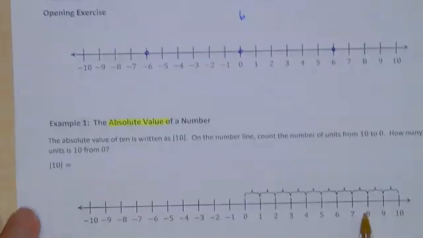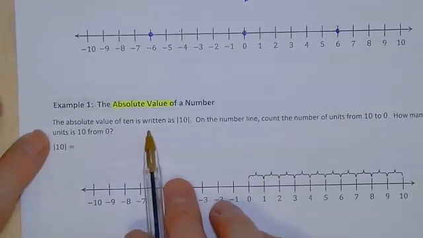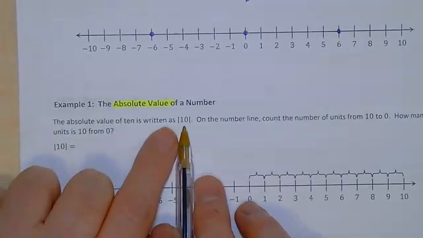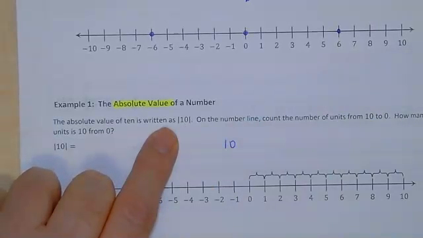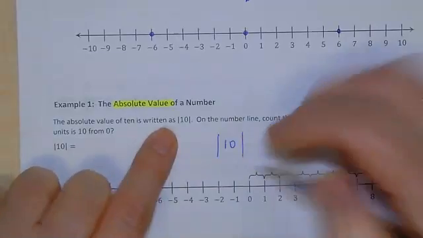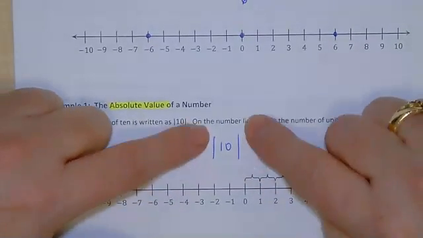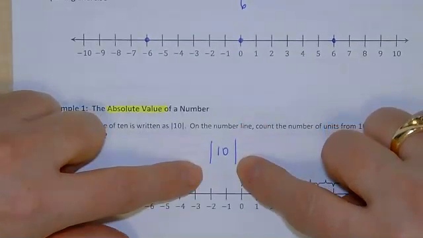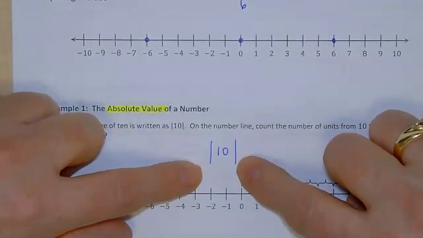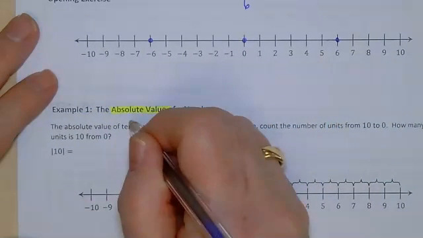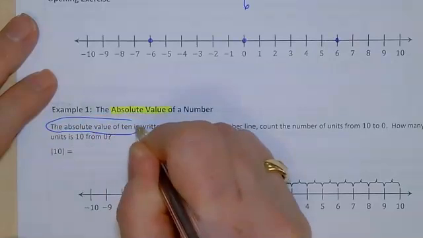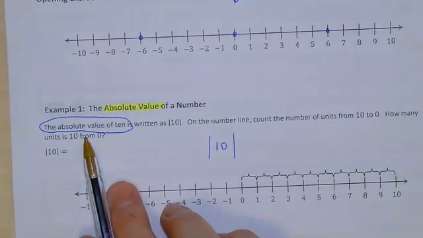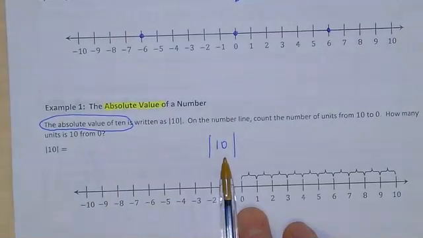So here's what I can tell you. The absolute value of 10 is written like this. You're going to take the number, whatever number it is, and then you're going to put sticks on either side. You're going to draw little sticks. That's the symbol, that's the math way to write absolute value of 10. The words that go with it are "the absolute value of 10." So that's how you say it in words, and that's what it looks like in math.